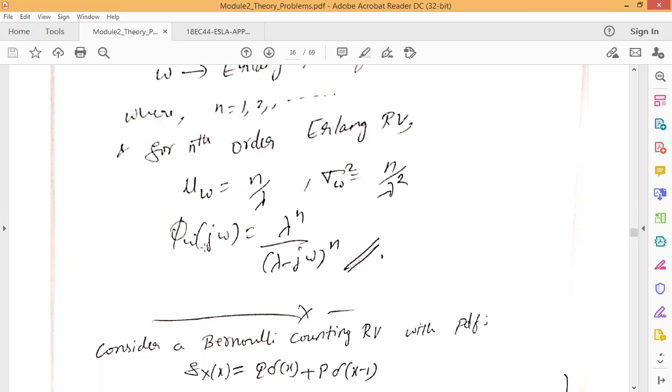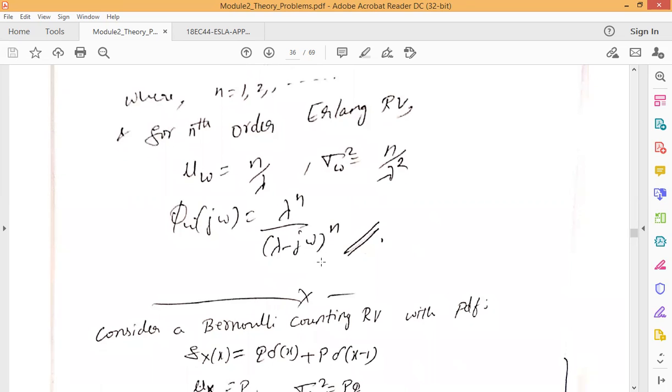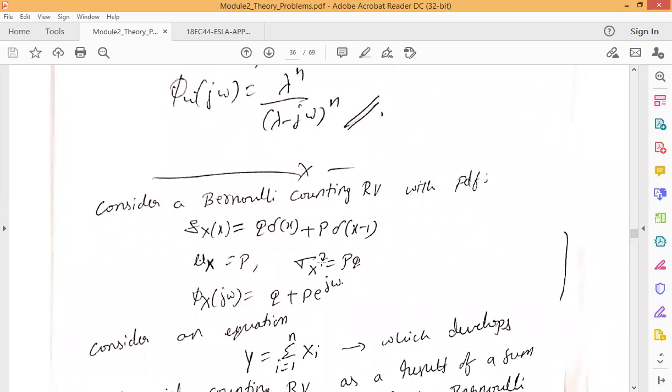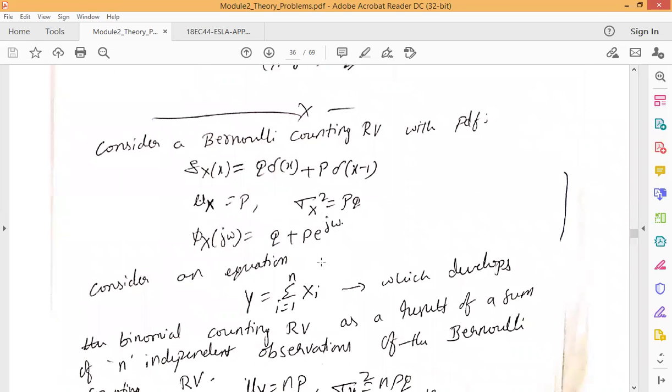Similarly, the characteristic function is given as lambda to the power n divided by lambda minus j omega, all to the power n. So this is one derivation, one problem with respect to the sum of IID independent variables. And next, let us consider one more example on the Bernoulli counting random variable. The Bernoulli counting random variable entirely depends on the binomial distribution.